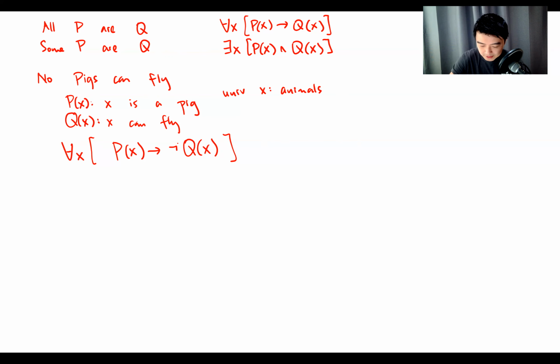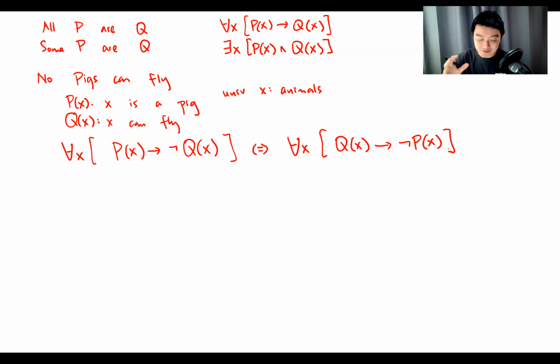Now, is there another way to write this? And I think there is. We can do something like for all, and we can say, if you can fly, then you are not a pig. For all animals X, if X can fly, then X is not a pig. Now, both of these are identical logics, and I want you to see why, because they are essentially contrapositives of each other. Remember what contrapositive is? P implies Q is the same as not Q implies not P. So verify that these are in fact contrapositives of each other, and they're saying exactly the same logic.